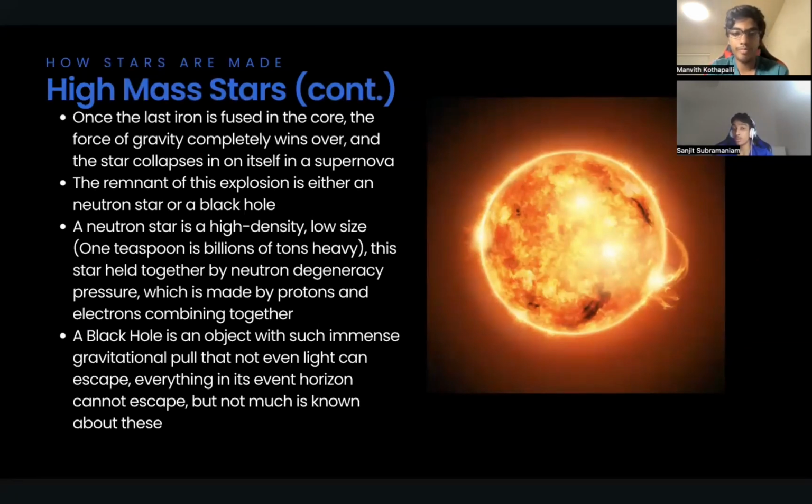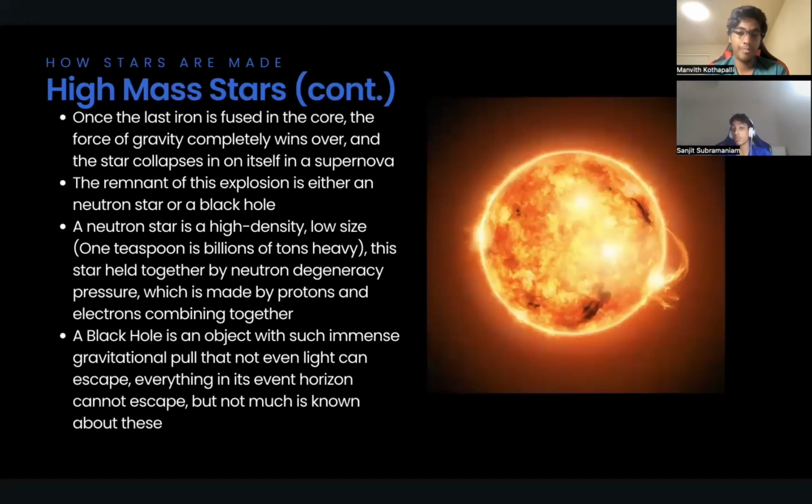The star is composed of neutrons, as the protons and electrons combine and are crushed together because of the great pressure inside. The star is held together by neutron degeneracy pressure, unlike the white dwarfs, which are held by electron degeneracy pressure. And this is so powerful that it can withstand the density and pressure of these massive stars.